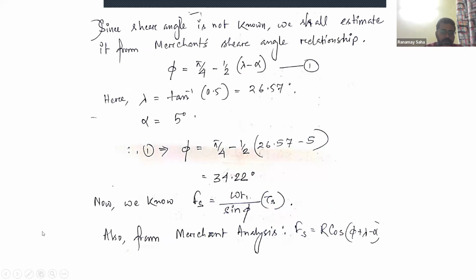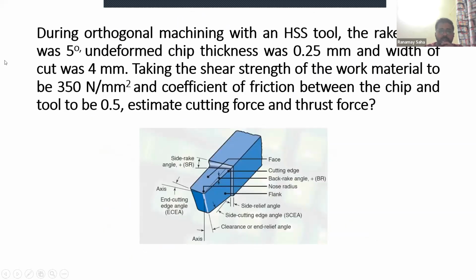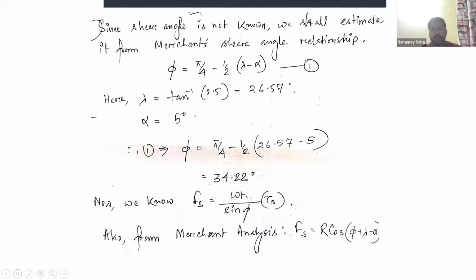From that, you have been given lambda, the friction angle, and alpha, the rake angle, right? So here you have the rake angle 5 degrees, and the friction angle you have to calculate, right? Here the friction between chip and tool has been given as 0.5. Now, if the friction coefficient is given, you know that the tangent of lambda, the friction angle, is that, so lambda is the inverse tangent of that, right?